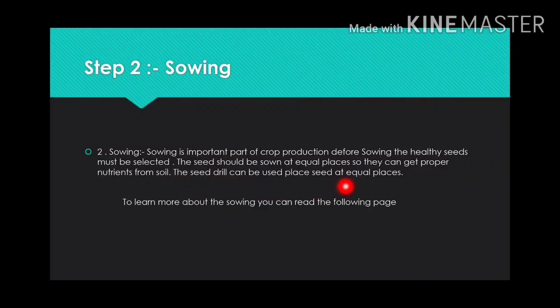First, we have to buy good quality seed, and then we have to sow the seeds at equal distances. It can be done by a tool called seed drill. So let's learn more about the sowing.